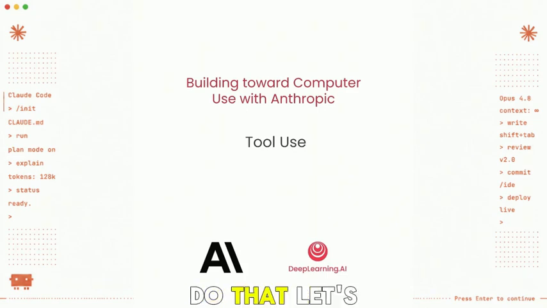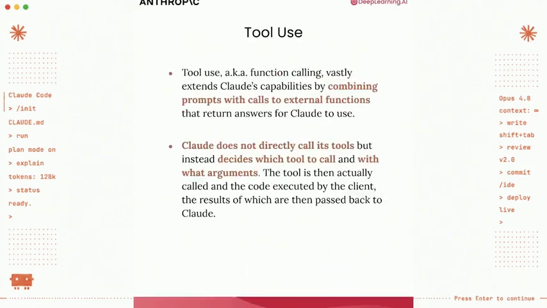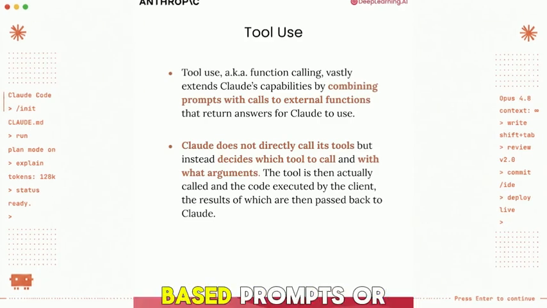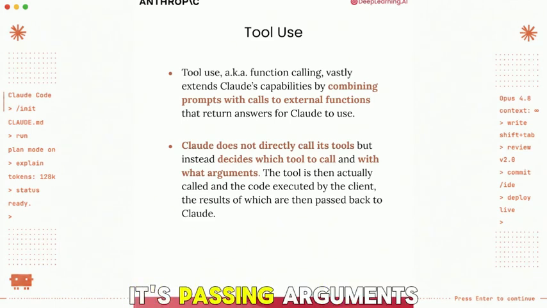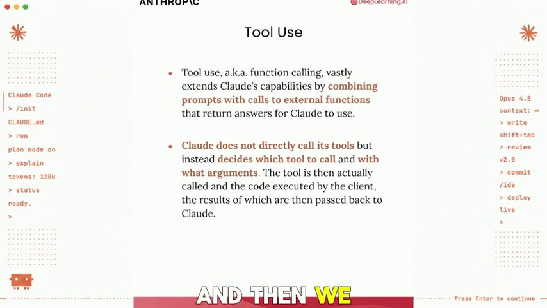But before we do that, let's talk about why this matters. The short story is that tool use vastly extends the use cases for Claude models. We can take our normal prompts, whether they're image-based prompts or text prompts, and combine them with calls to external functions. And again, Claude itself, or the model itself, is not directly calling the tools, but it's deciding that it wants to call a tool. It's passing arguments through, and then we call the actual tool and then pass the result back to Claude.